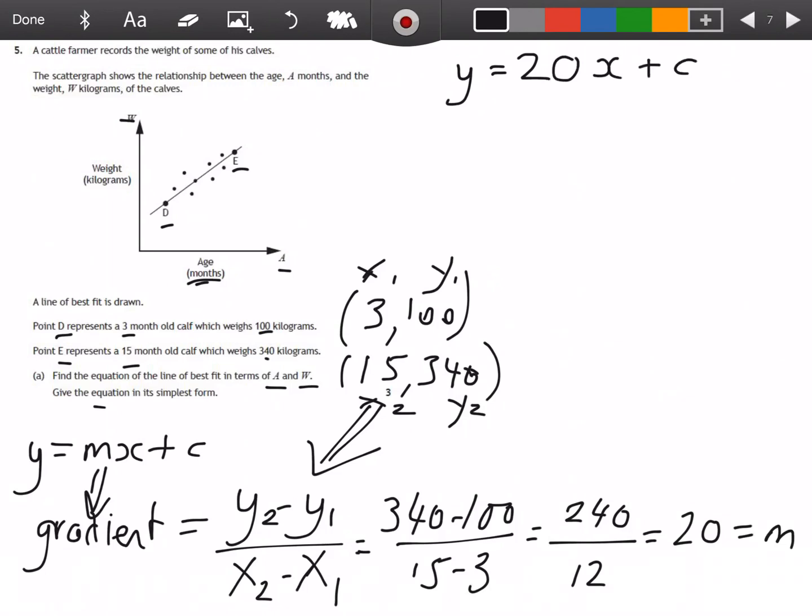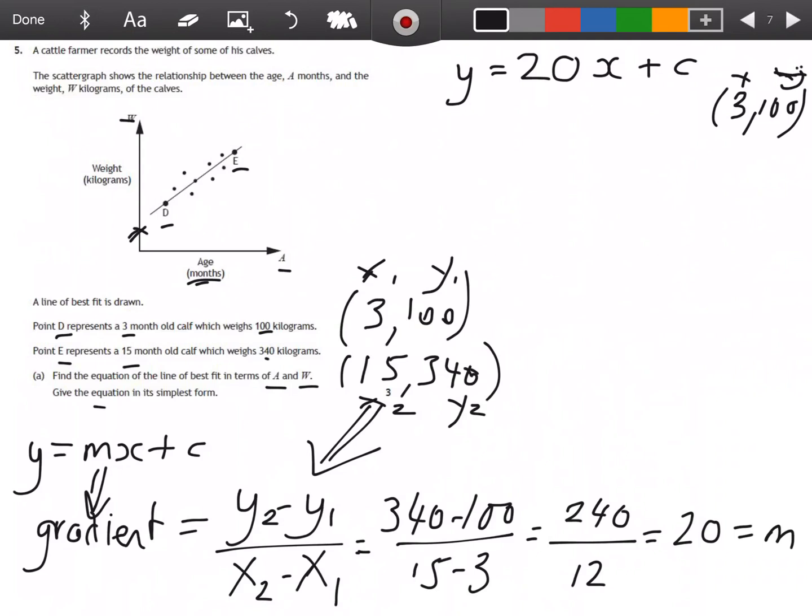We can't leave it like that. We have to find c. C is the y-intercept. I can't read off the y-intercept, right? If it was very obvious in the picture, we could just read off the y-intercept, but it isn't. To do this, we need to use one of our coordinates. I'm going to use the point 3, 100. That's our x, and that's our y. And we'll basically sub them in, x and y.